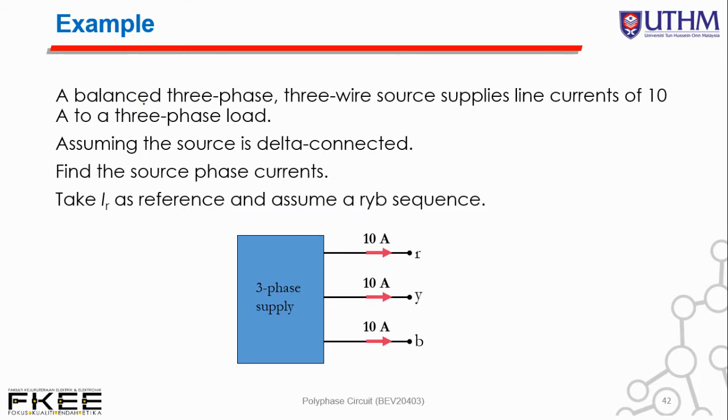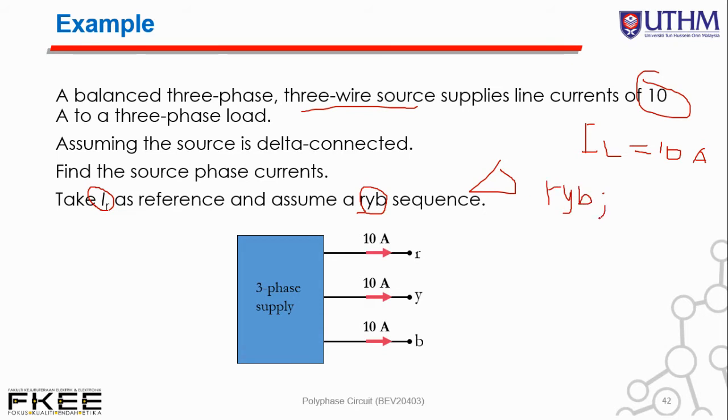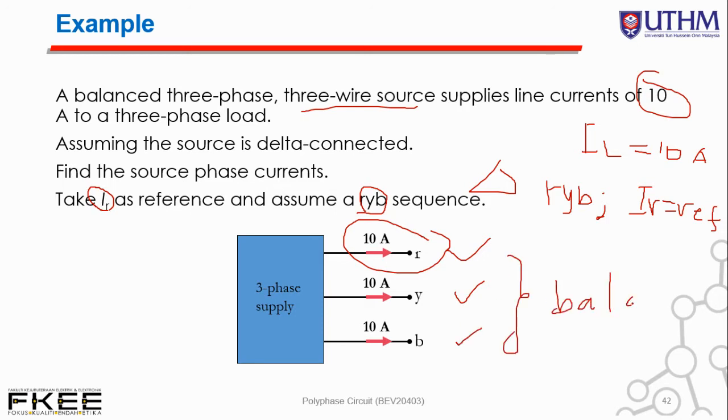So a good example: a balanced three-phase, three-wire source applies a line current of 10 ampere to a three-phase load. Assuming the source is delta connected, find the source phase currents. Take IR as reference and assume an RYB sequence. Remember, these are symmetrical values between IR, IY, and IB because these are all balanced.